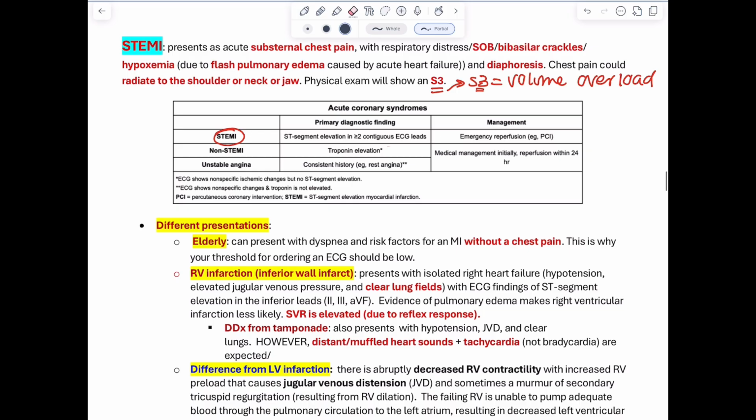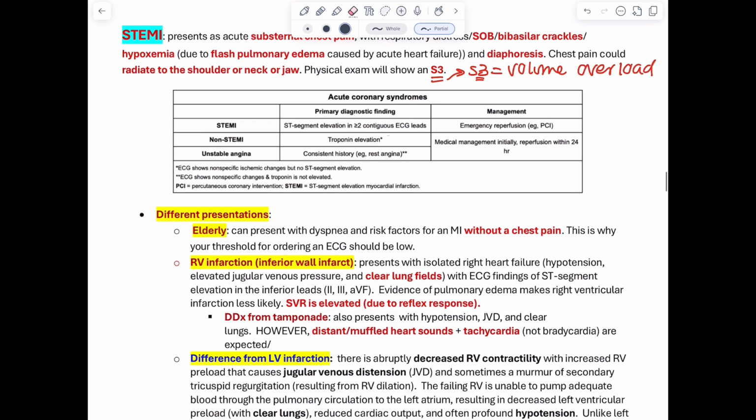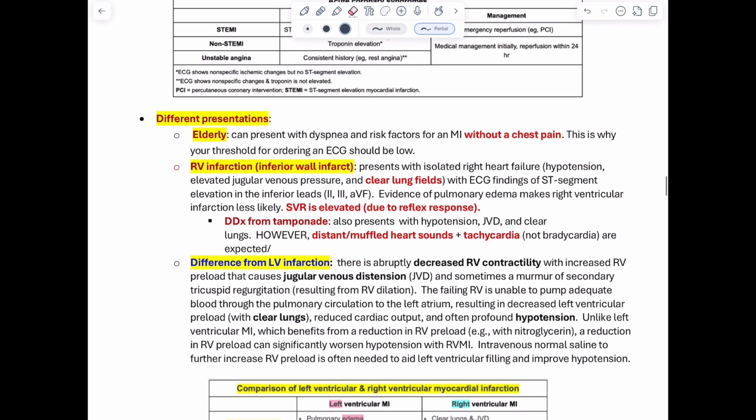Okay, so now that we kind of visited the basics, we are going to discuss two things that I think you should know. MIs, sometimes they don't look very classic in the elderly. Sometimes you could get an elderly patient with no chest pain at all, but they're having dyspnea and then they have a lot of risk factors. They have diabetes, hypertension, everything under the sun, they have it. And they have dyspnea. This is just a reminder to keep the threshold very low for suspecting acute coronary syndrome.